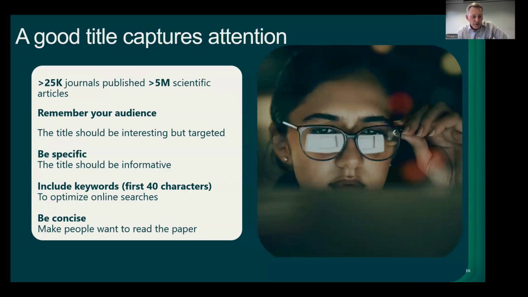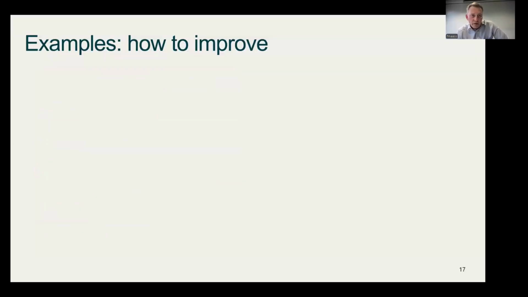A good title should be specific, concise, informative, and searchable. Including important keywords early in the title improves discoverability through online search engines and databases. The title should immediately communicate what the paper is about and why it matters. Let me showcase this with a couple of examples and how titles can be improved.